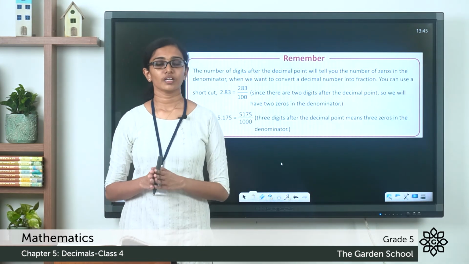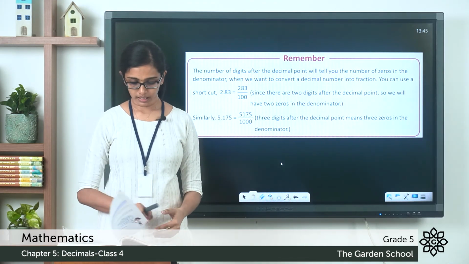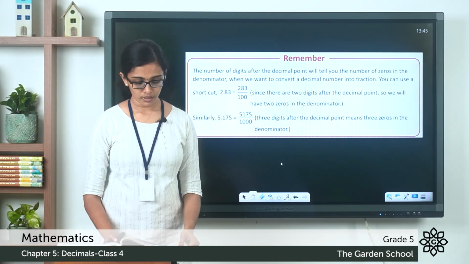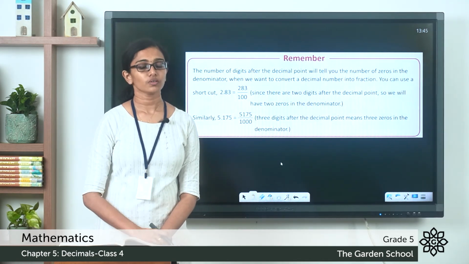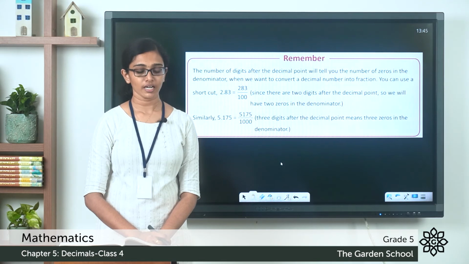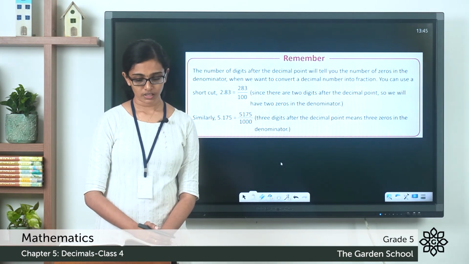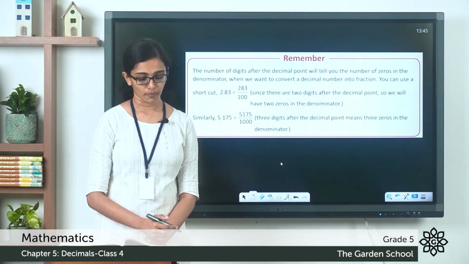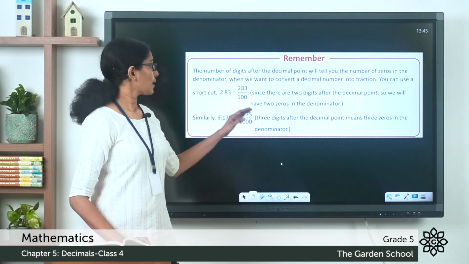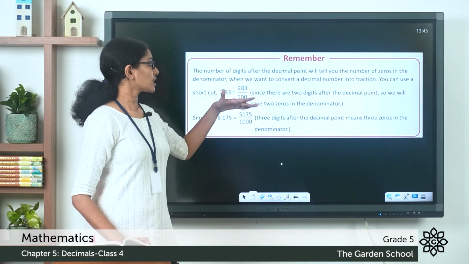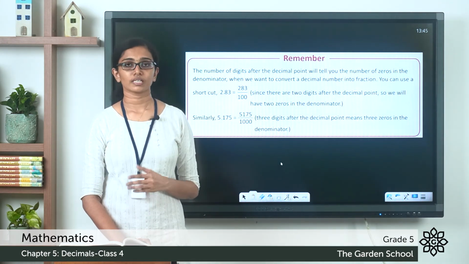Now, you have to remember a few points. You can see this box in page number 84 of your textbook. The number of digits after the decimal point will tell you the number of zeros in the denominator when we want to convert a decimal number into fraction. We can use a shortcut. 2.83 is equal to 283 by 100, since there are 2 digits after the decimal point. So, we will have 2 zeros in the denominator.